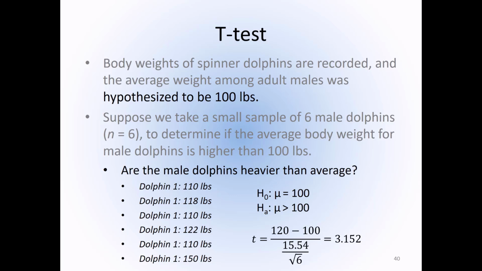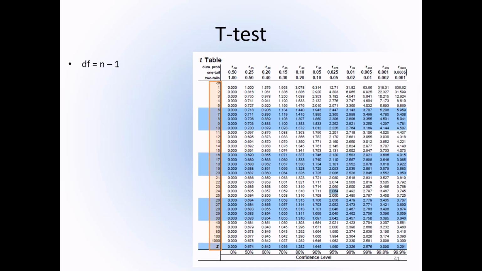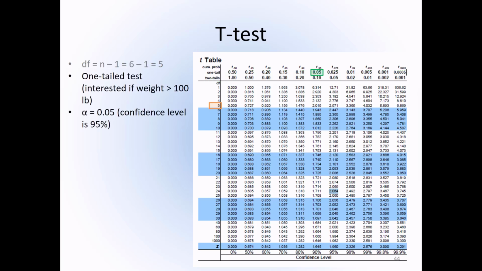We're then going to take this value and compare it to our critical value based on the degrees of freedom and our significance level. So first we need to calculate our degrees of freedom, n-1, so we have 6 dolphins, so our degrees of freedom will be 5. We then need to determine if we have a one-tailed or a two-tailed test. As we've talked about, our alternative hypothesis is that the mean is greater than 100, so this would indicate a one-tailed test. We're only interested in the right side of the curve. And our significance level is going to be 0.05. So we then find where these values intersect, and this is going to be our critical value.